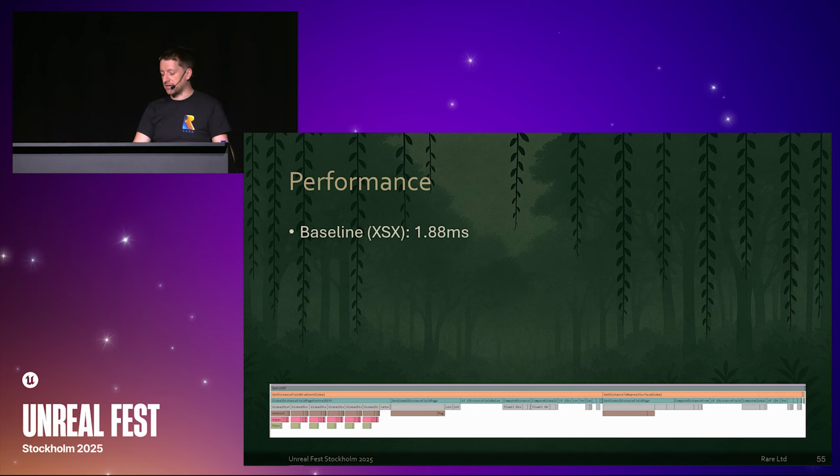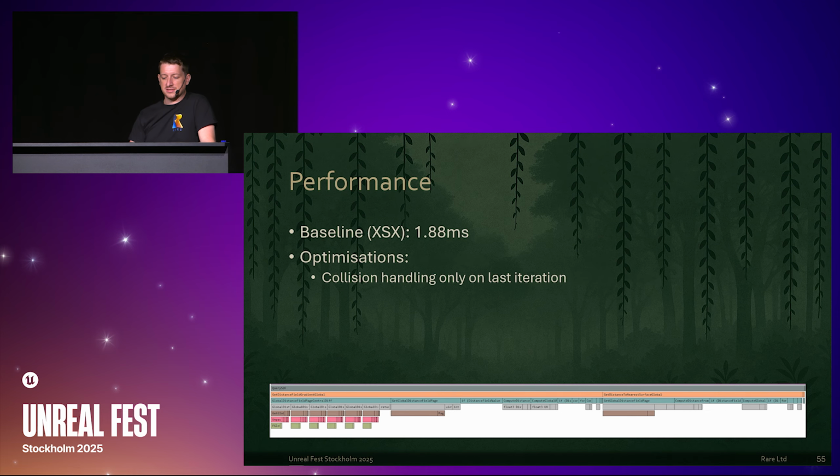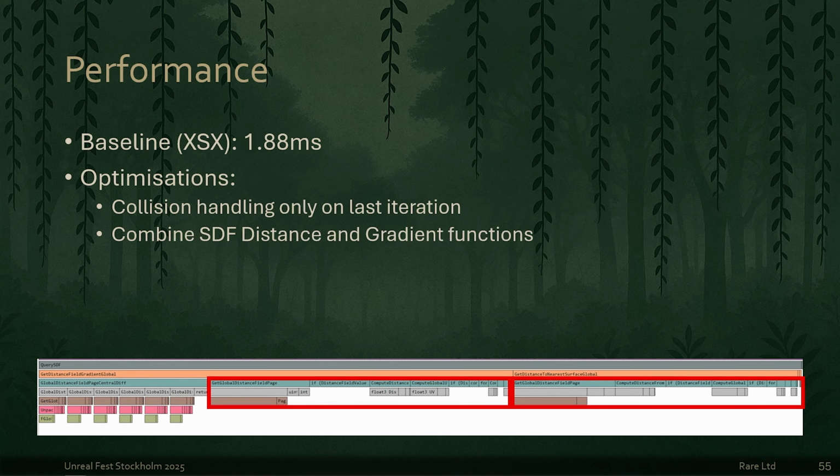Next, if we actually look at the functions in play, we can notice that these two chunks look pretty similar. It turns out that the native collision query Niagara data interface evaluates the signed distance field's distance twice, once to return the distance and once during the computation of the surface gradient. So by merging these two functions together, we can avoid an extra evaluation.